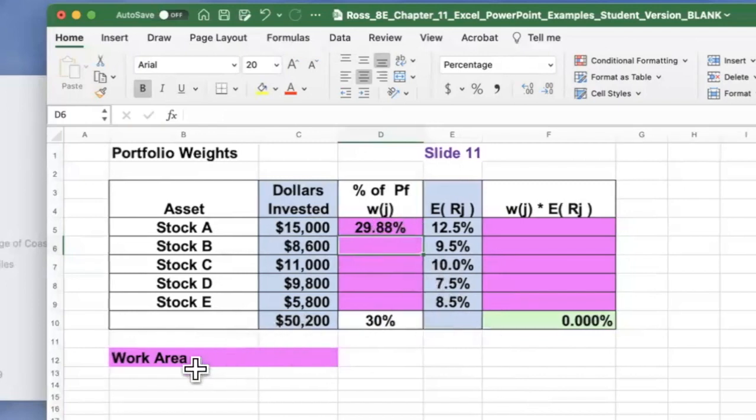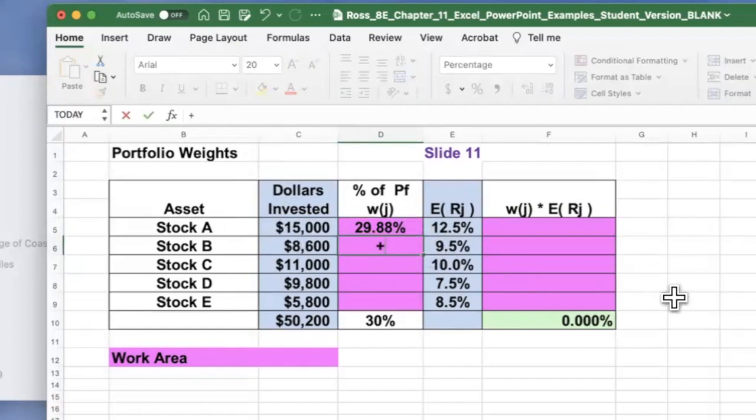Now notice you'll see little pink areas called work areas. This is where you need to put formulas in to make the spreadsheet work. Just like I put a formula in here in cell D5. I said C5 divided by C10. That's going to give me the portfolio weight for stock A. So you need to do the same thing.